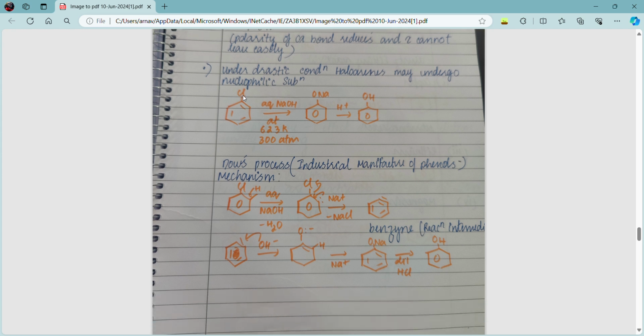This is Dow's process. We don't use it that much in conversions, but sometimes you can. All these are important. Aqueous sodium hydroxide, 623 Kelvin, 300 atm, forms sodium phenate. On hydrolysis it will give phenol. It is used in the industrial manufacture of phenol.